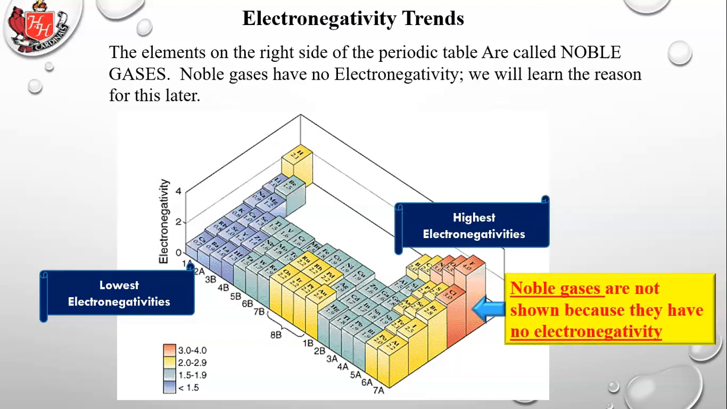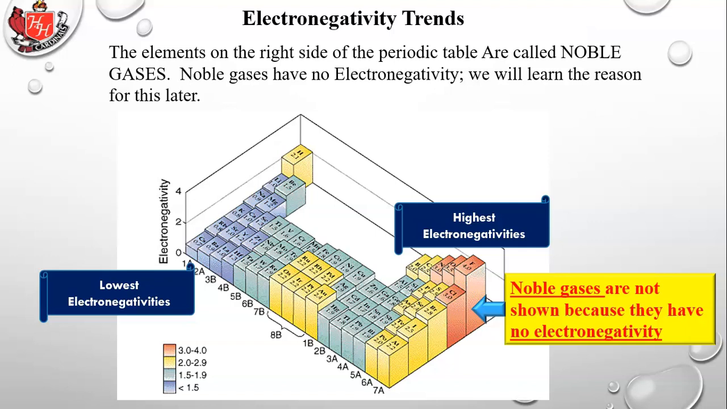So you'll notice this periodic table shown here doesn't have helium, neon, argon, krypton. It doesn't have the noble gases, the far right column. Why? Because noble gases are not shown because they have no electronegativity. That's because they have a full outer orbital. In order for them to take in an electron, they'd have to create a new orbital.